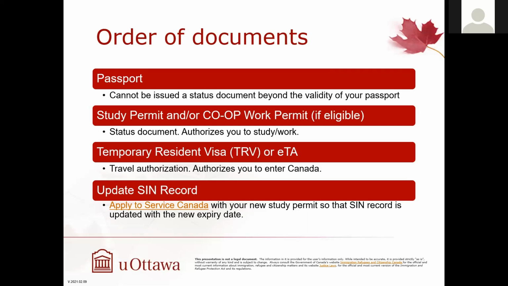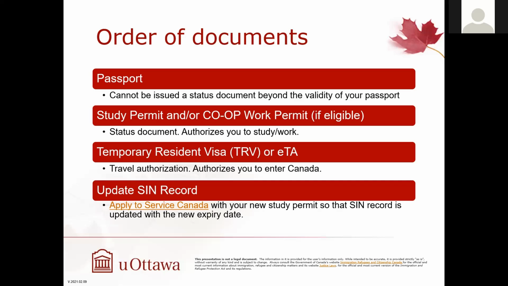The TRV or ETA is really just a travel authorization. It authorizes you to enter Canada by air. It is not a status document. It doesn't authorize you to study or work. It really just authorizes you to travel to Canada. So that is always the last step when you are extending or renewing your documents. So: passport, study permit, then TRV or ETA.